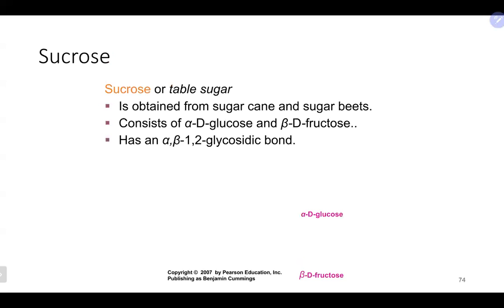Sucrose, which is our table sugar, is obtained from glucose and fructose coming together. It is actually coming together through an alpha beta 1,2 glycosidic bond.